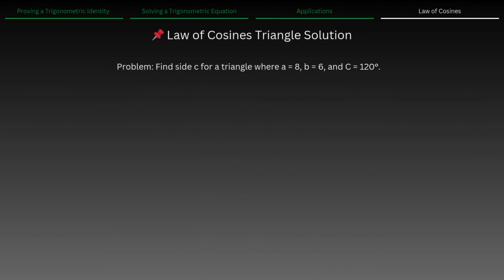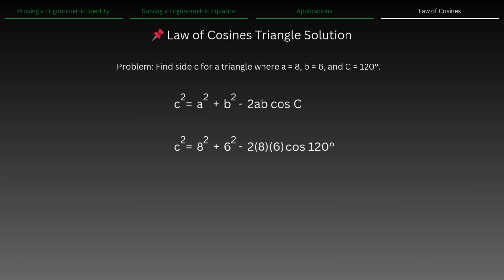Problem 4. Law of cosines triangle solution. Problem. Find side c for a triangle where a equals 8, b equals 6, and angle C equals 120 degrees. We use the law of cosines formula. c squared equals a squared plus b squared minus 2 times a times b times cosine of C. Substituting the given values, we get c squared equals 8 squared plus 6 squared minus 2 times 8 times 6 times cosine of 120 degrees.